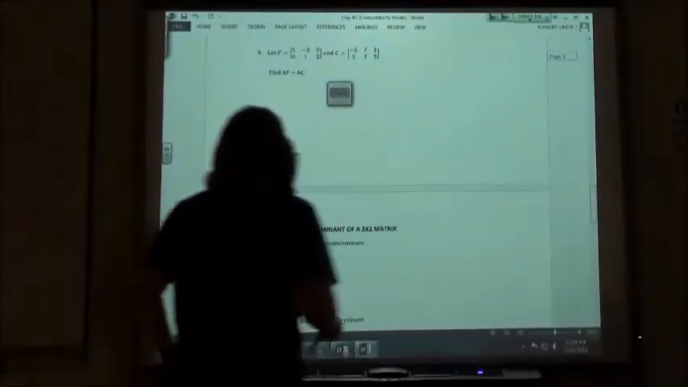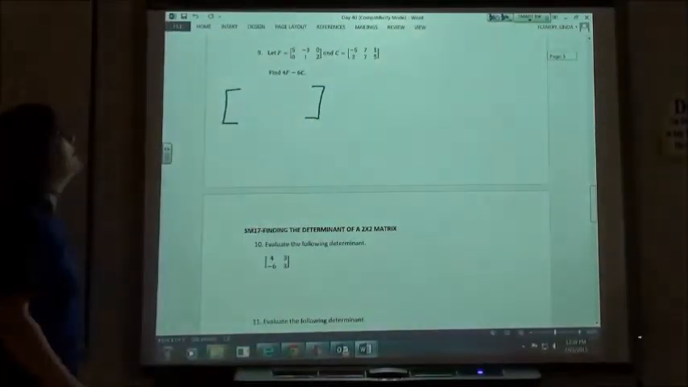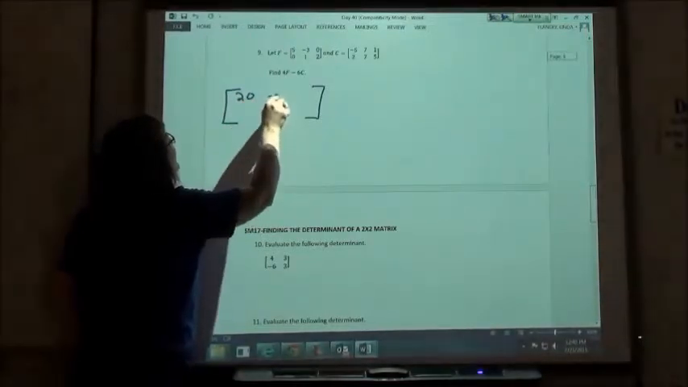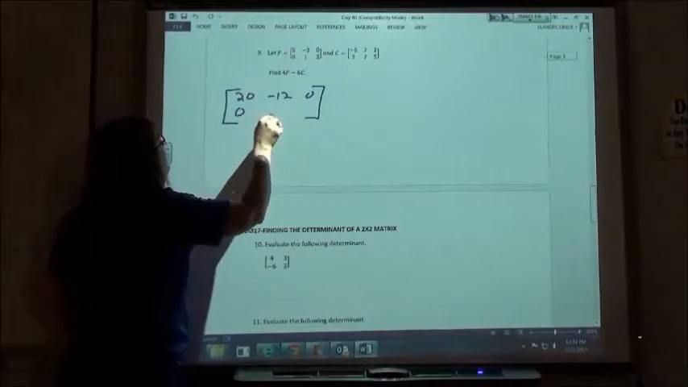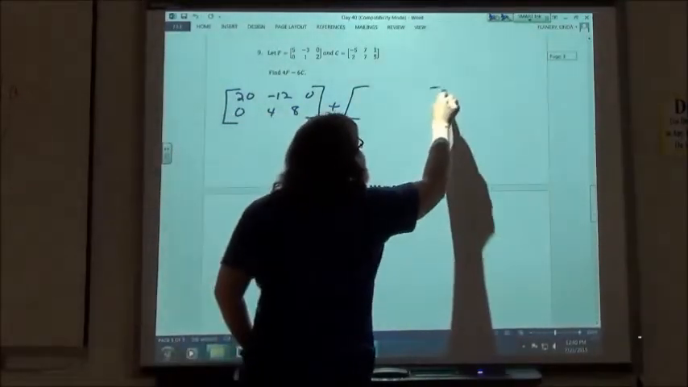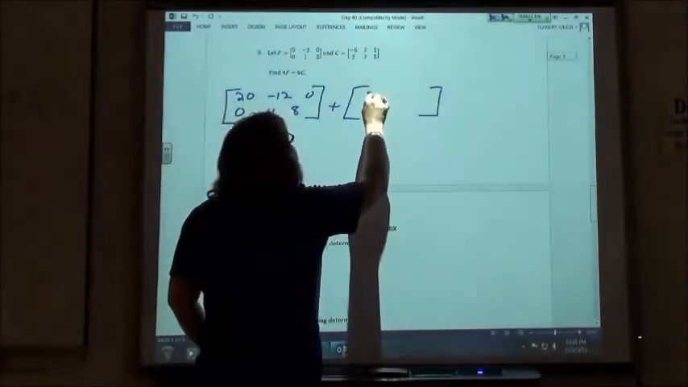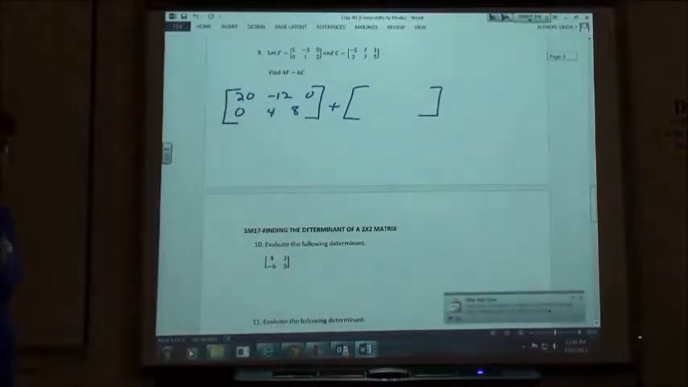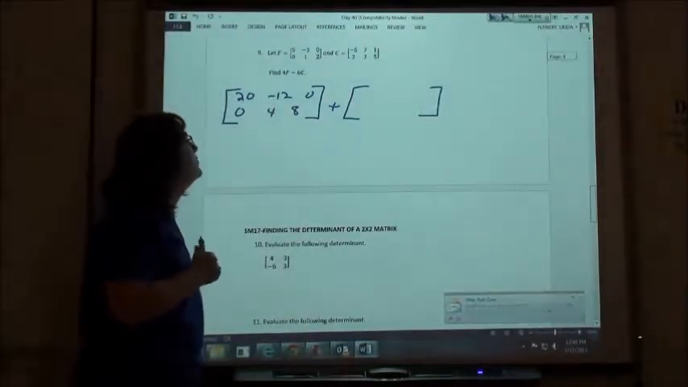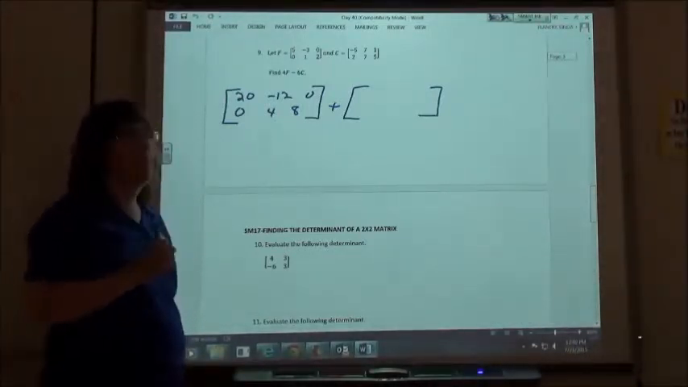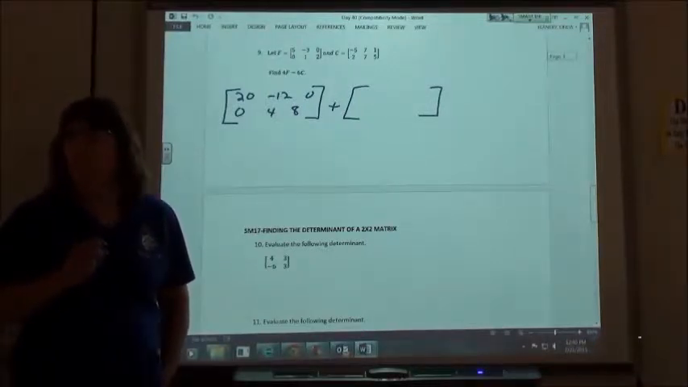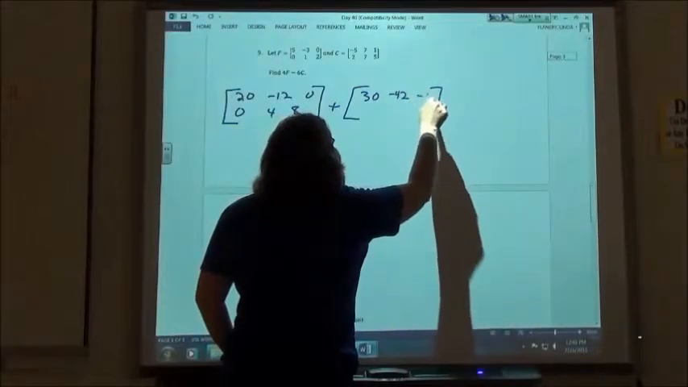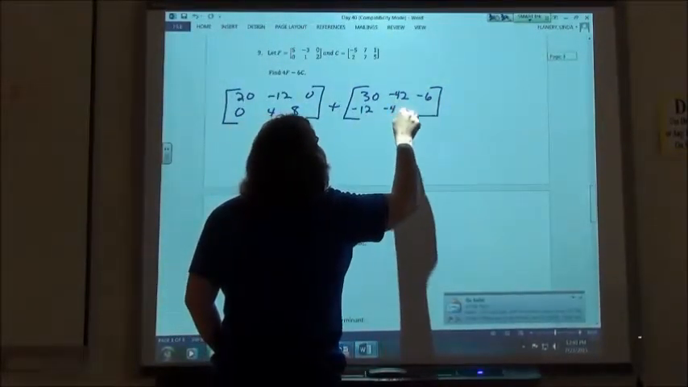And number 9. First we're going to take f times 4. So my new matrix would be 20, negative 12, 0, 0, 4, 8. And then we're going to take c times negative 6. Negative 42, negative 6, negative 12, negative 42, negative 30.